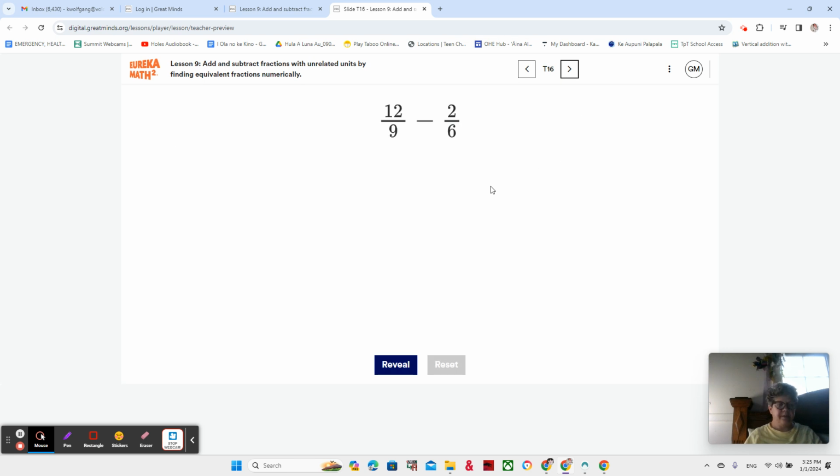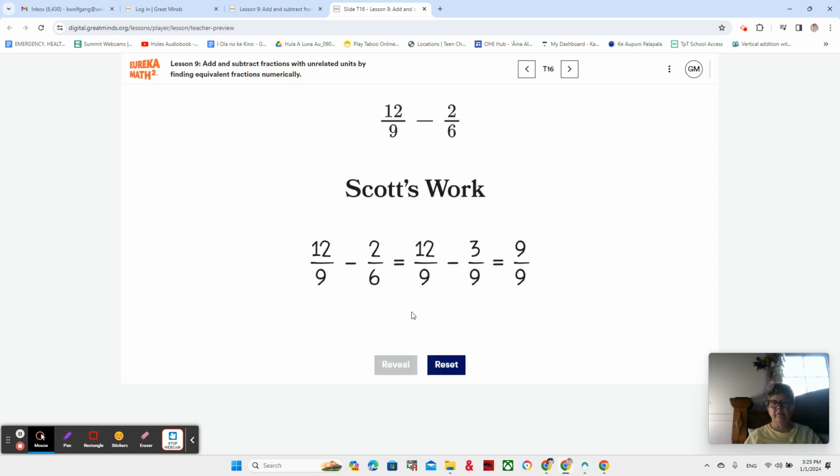Okay. 2/9 minus 2/6. How can we make like units for this? And why? Ninths and sixths. Think about that. Okay, here's a student's work. There we go. There's Scott's work. What do you notice about Scott's work? And what do you wonder?